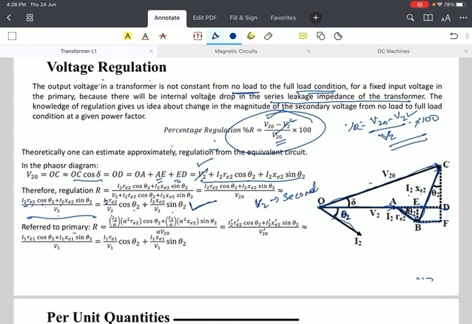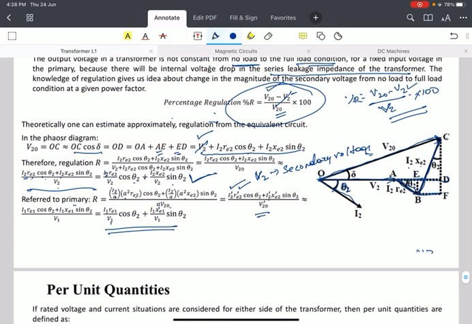The percentage regulation can also be referred to the primary. If you are referring to the primary, we know that I2 will be I2 by A and R2 will be A square R2, and this is also I2 by A square XE2, divided by V2 which will be A into V20, that is V2 dash. So what we will have is I2 dash R2 dash cos theta 2 plus I2 dash X2 dash sin theta 2 divided by V2 dash. Here V2 dash is V1, I2 dash is I1, R2 dash is RE1. So this is the voltage regulation with respect to the primary of the transformer.